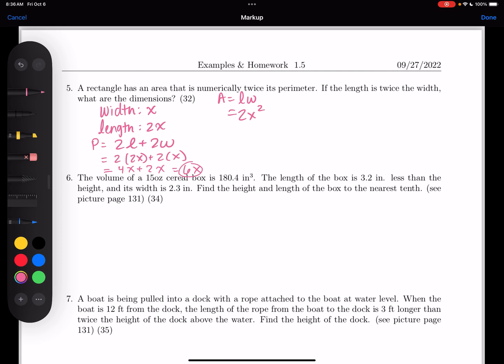Now, if we relate area to perimeter, okay, it would be to multiply 2 times our perimeter value. So related to P, it's going to be A is equal to 2 times the perimeter value, which is 6x. So that would be 12x.